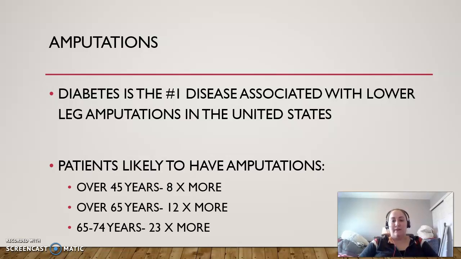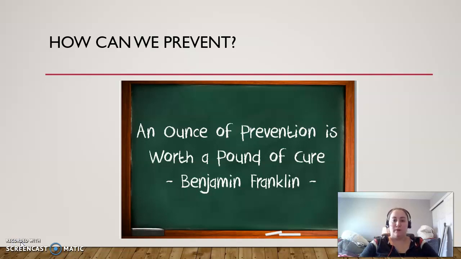Patients that are likely to have amputations, so patients that are 45 years and older, have an 8 times more chance of needing an amputation due to an ulcer. Patients who are 65 and older have a 12 times more likely chance. And patients that are 65 to 74 years are 23 times more likely to need an amputation. So as you can see, the older the patient gets, the higher their chances are of needing an amputation due to a foot ulcer. So how can we prevent these diabetic foot ulcers?